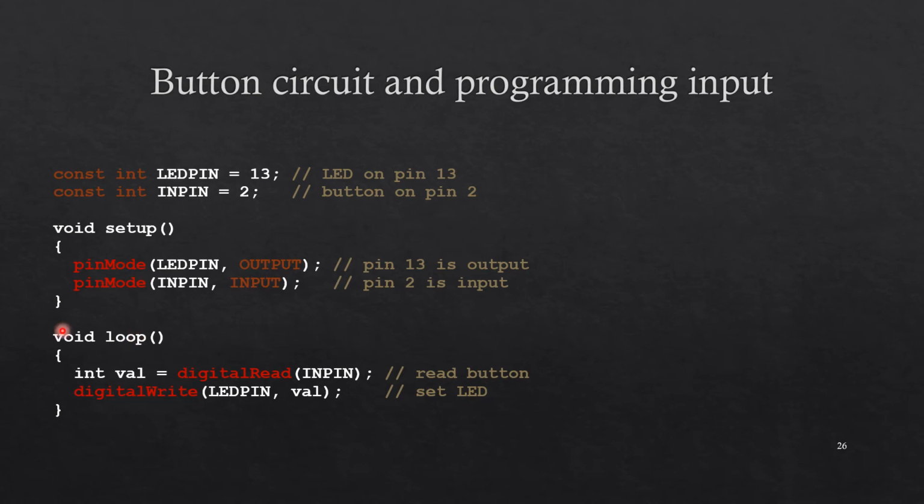In the loop section, we are defining a local variable called val of the type integer. So this variable is local, and each time this loop ends and goes back up, this variable will be erased from the memory and created again. So the value of this variable will be lost. But we can still use it during a single loop.